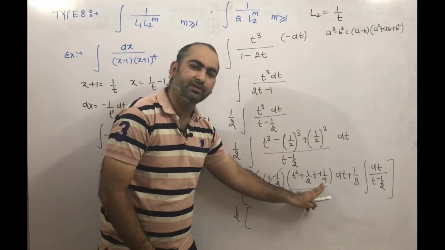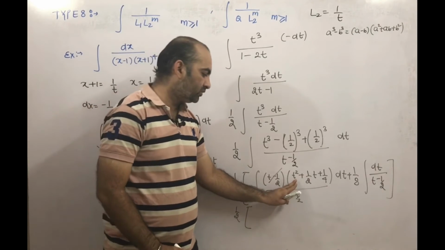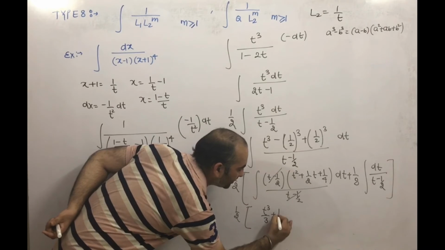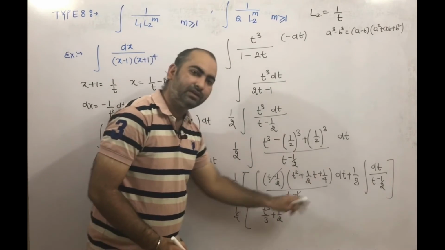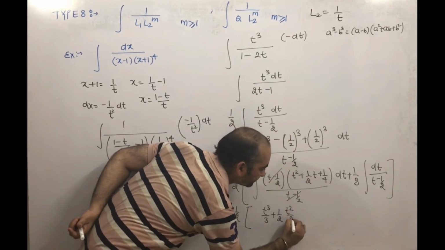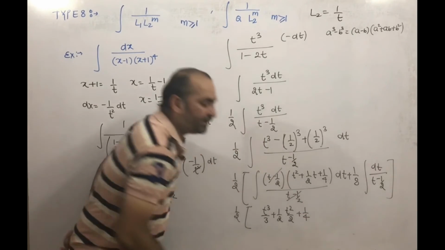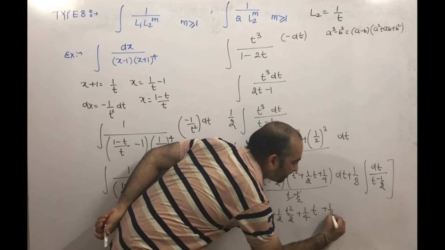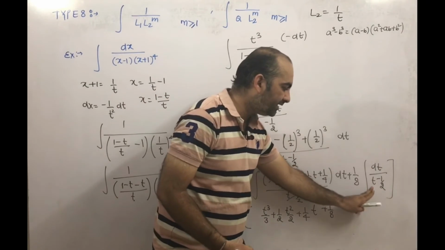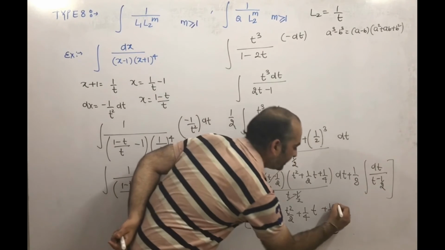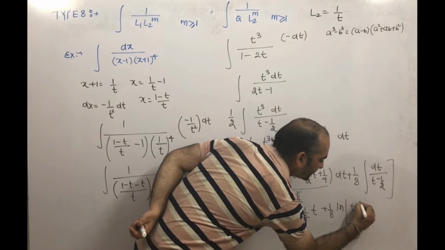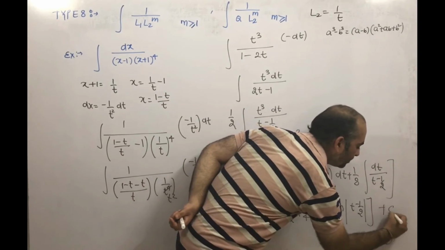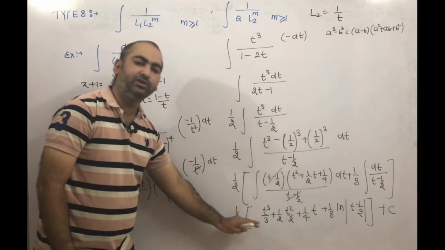This is a quadratic expression, and this integration we can do directly. The integration of t square is t cube divided by 3, plus 1 by 2 outside, the integration of t is t square divided by 2, plus 1 by 4, and the integration of 1 is t, plus 1 by 8, and the integration of dt divided by (t minus 1 by 2) is ln modulus of (t minus 1 by 2). Bracket close, plus constant.